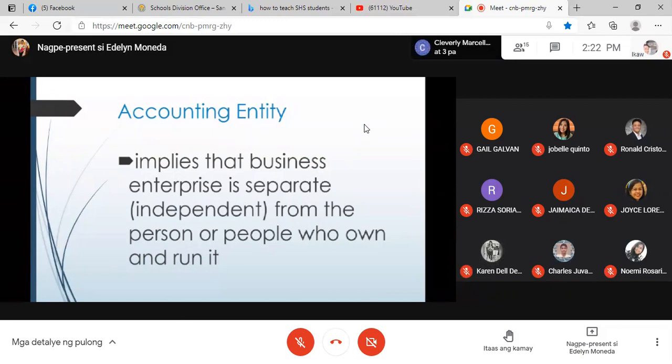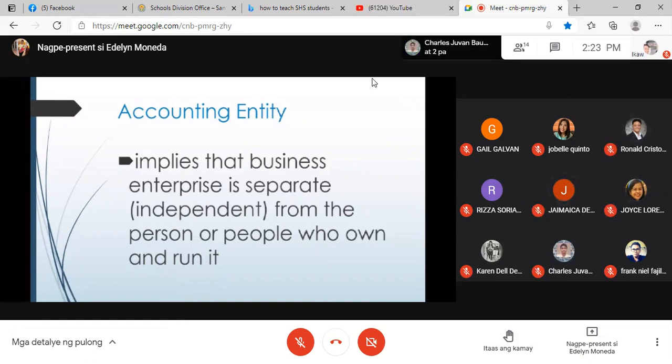Okay, so accounting entity, separate siya. Hindi si owner ang gumagawa. Okay? Meron siyang, sa isang business, meron tayong tinatawag na accounting department. Sila ang gumagawa at nagre-record ng mga transaction. Or it is simply an entity from which accounting records are to be kept. Alright? Naintindihan? Yes, ma'am.